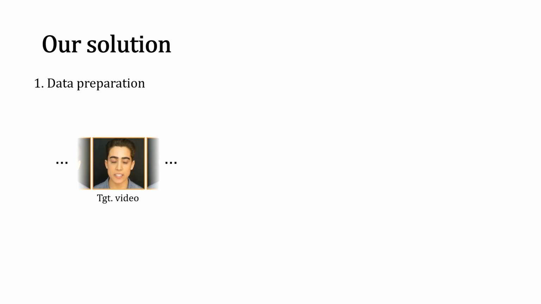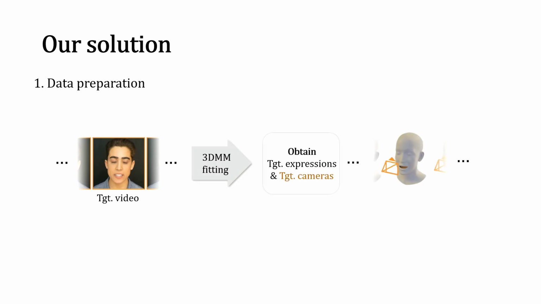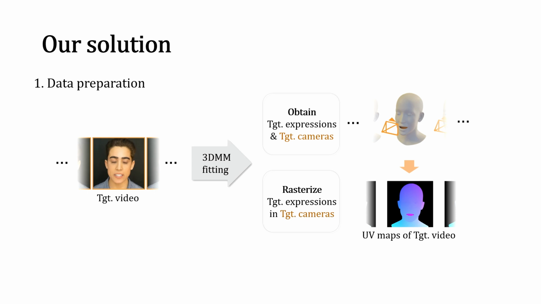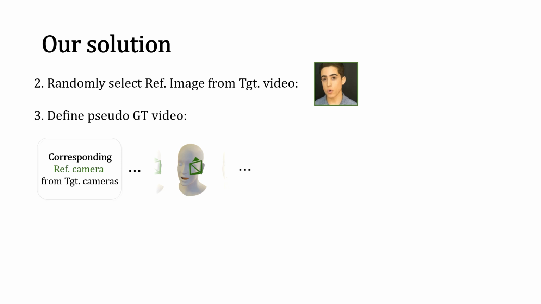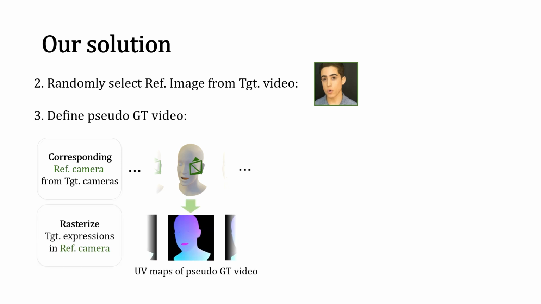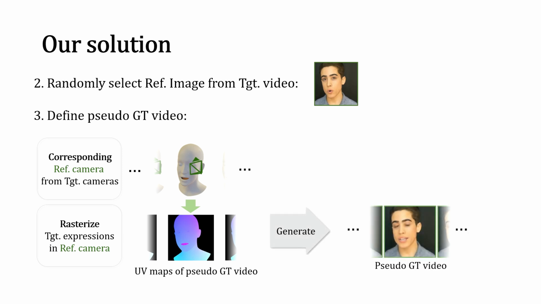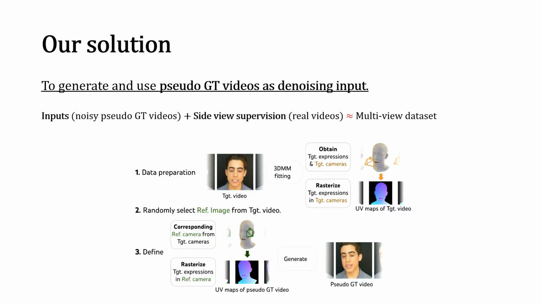During data preparation, we use 3D fitting to extract target expressions and target cameras from the video. UV maps of the target video are obtained by rasterizing the meshes of target expressions to the target cameras. Then, we randomly select a reference image from the target video and find the corresponding reference camera from the target cameras. By rasterizing meshes of target expressions to the reference camera, we get UV maps for the pseudo-GT video. This pseudo-GT video is then generated using these UV maps. The core idea of our training framework is to generate and use pseudo-GT videos as denoising inputs. By adding noise to imperfect pseudo-GT videos, using them as inputs, and supervising the model outputs using real collected videos, we approximate the benefits of a multi-view dataset.